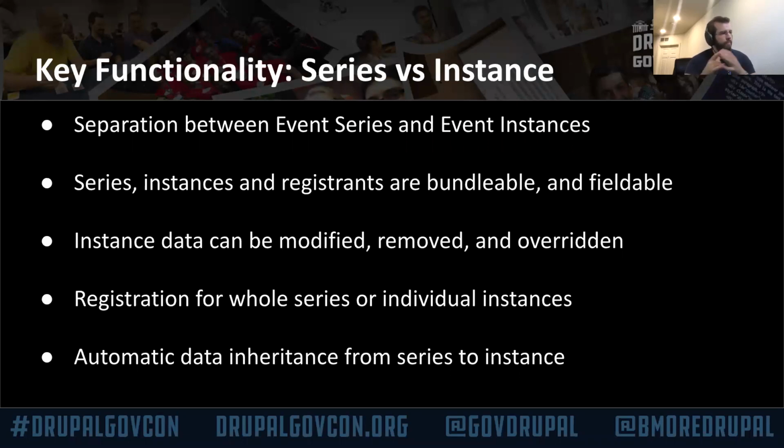And as a result, there's also automatic data inheritance from the series to the instance. What I mean by that is when you create the series, you give the series a title, Owen Bush's Great Event. That title is then inherited down to all of the instances in that series. So if you then change it, you decide this isn't such a great event, Owen's terrible event, those changes would automatically cascade down to all of the instances, and you wouldn't have to go back and change 100, 200, whatever instances to get that updated.